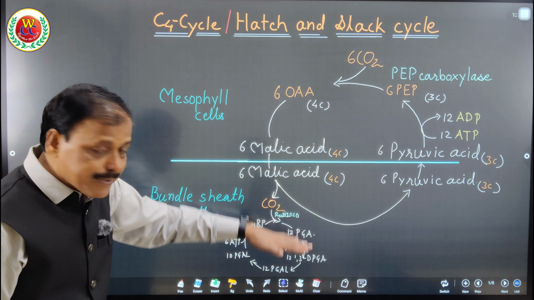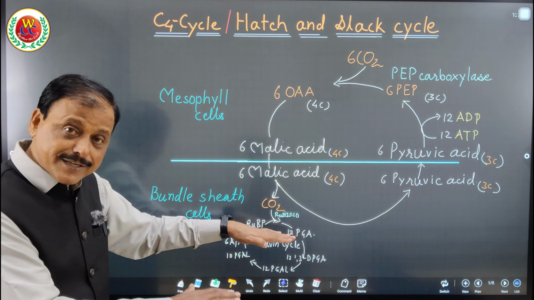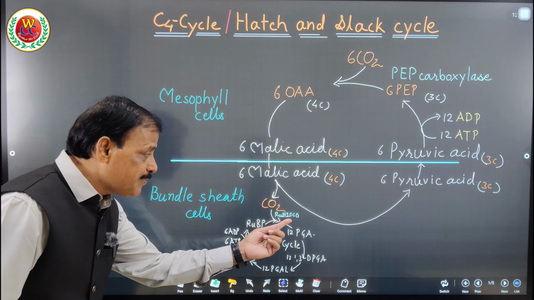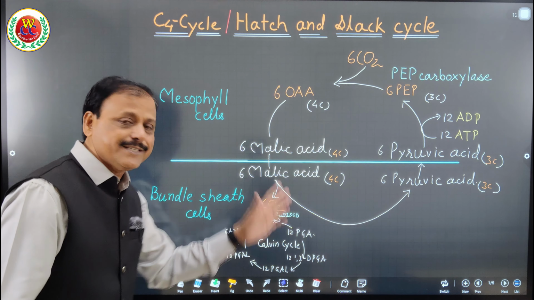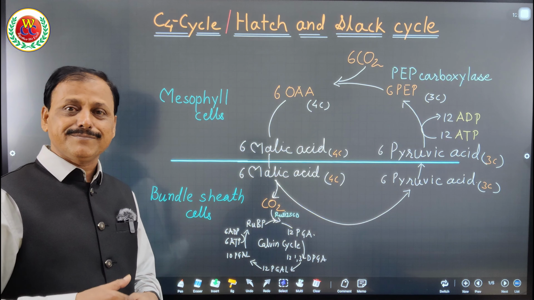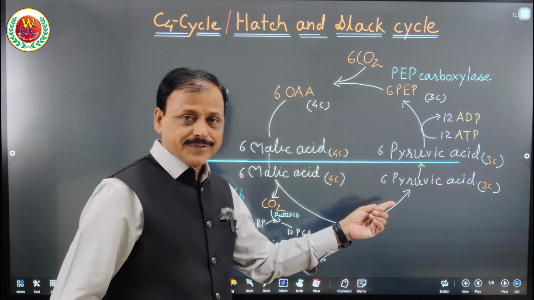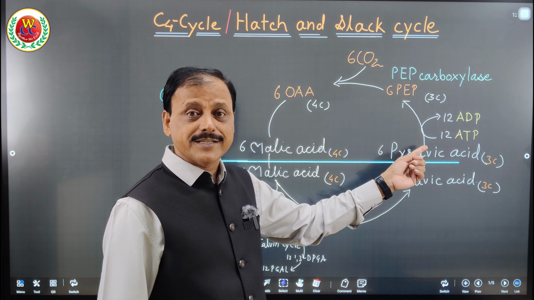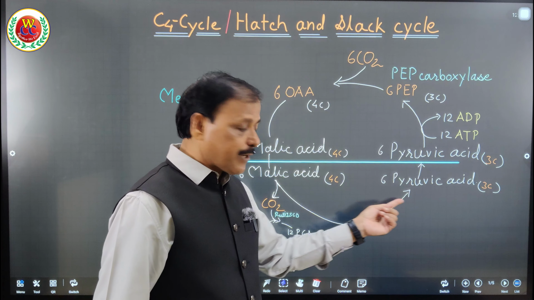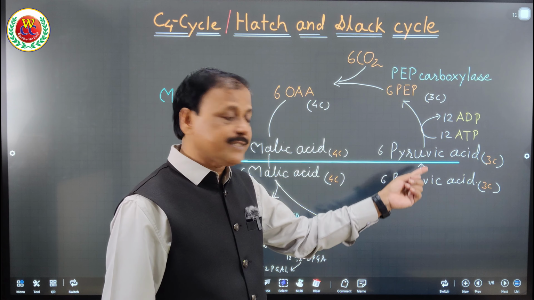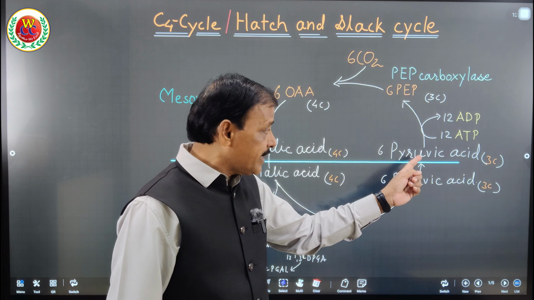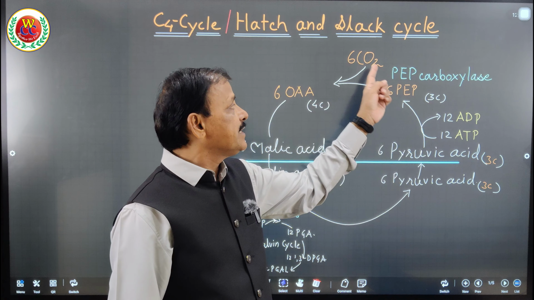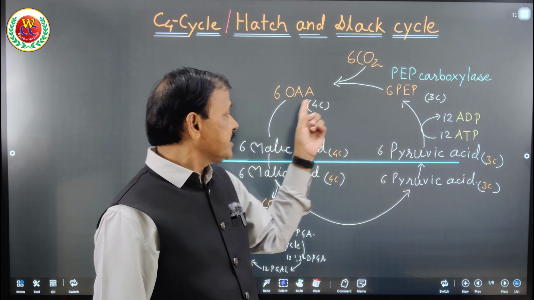Now carbon dioxide is available deep in the leaf in the bundle sheath cell, where there is no effect of light and no effect of concentration of O2. Hence RuBisCO acts as a carboxylase and the Calvin cycle is completed and glucose is produced. That was the final aim of the C4 cycle. Ultimately, the byproduct pyruvic acid diffuses out from the bundle sheath cell to the mesophyll cell through plasmodesmata, where it undergoes phosphorylation to regenerate phosphoenol pyruvate once again to absorb atmospheric carbon dioxide and form OAA.